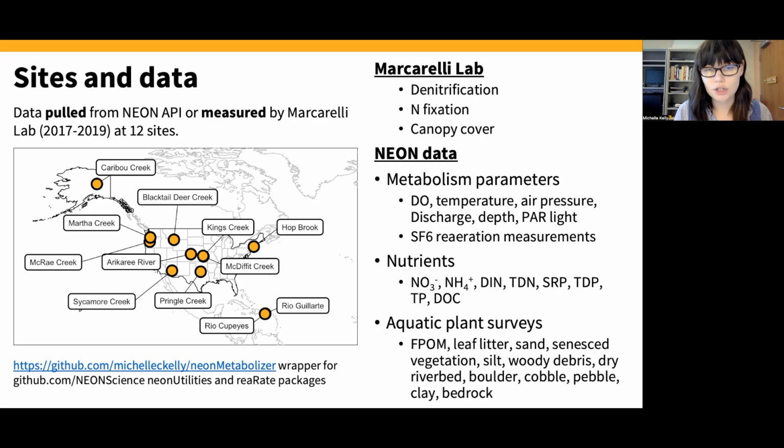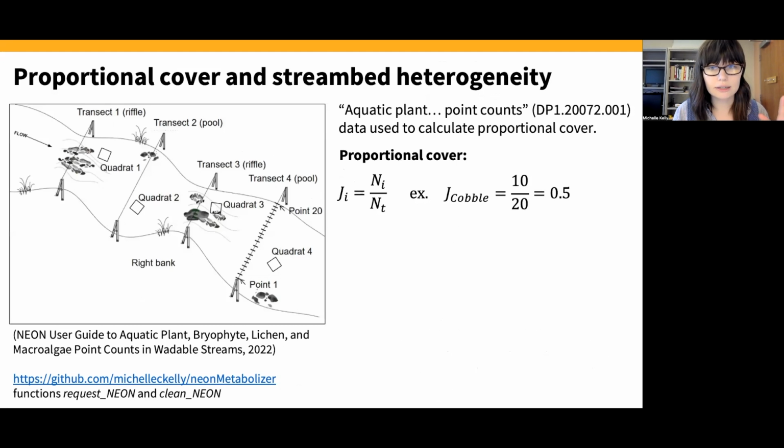So the first thing we had to do was use that aquatic plant data to calculate the proportional cover of each habitat within the stream bed. So this is a diagram of how NEON samples for this aquatic plant data product. What they do is they establish a transect across the reach, and then at each point along the transect, they categorize what aquatic plant is there. And if there's no aquatic plant present, what they do is they note the dominant substrate of that point. So using that data, we're able to then calculate the dominant substrate within each stream reach. So that's the proportional cover calculation.